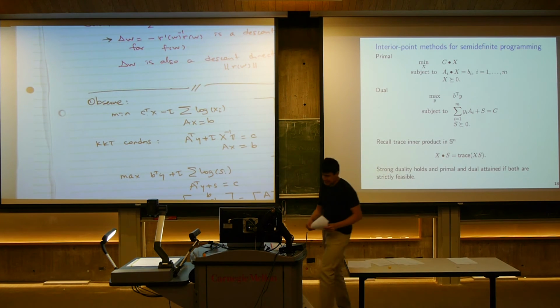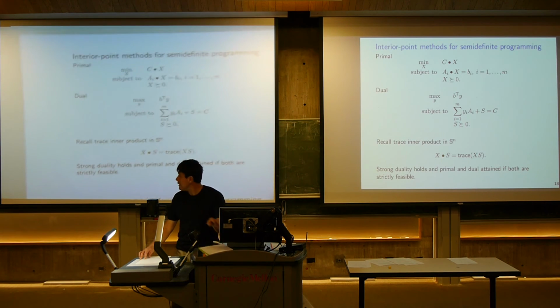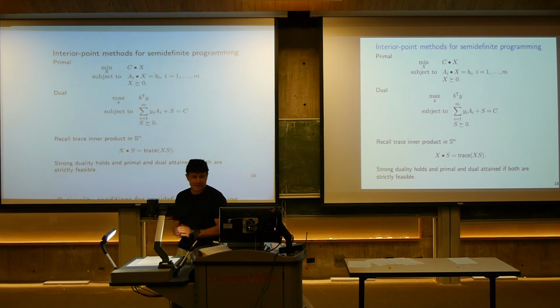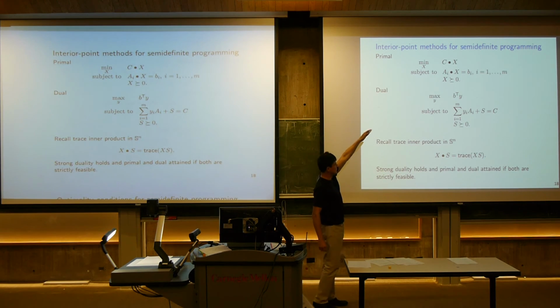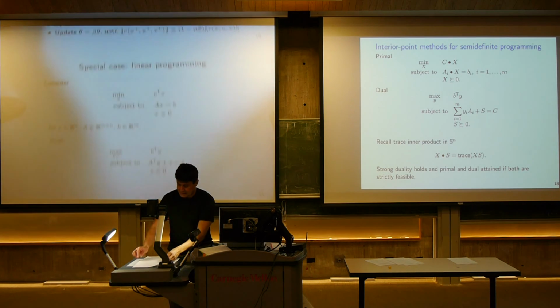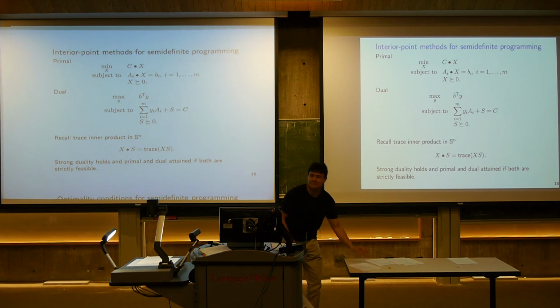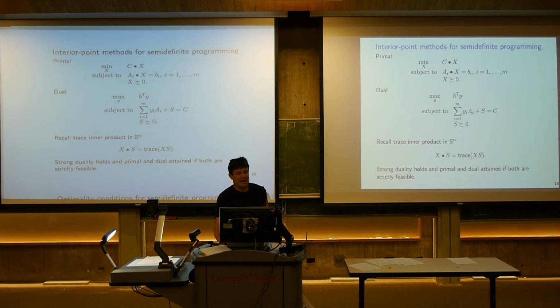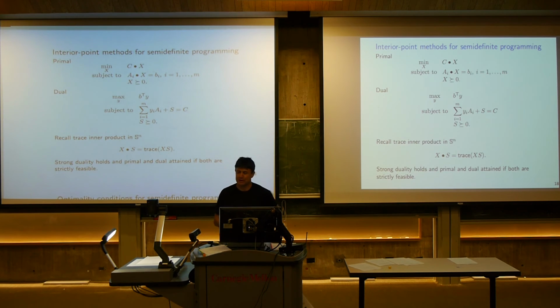It turns out that the same kind of machinery that works so well for linear programming also works well for semi-definite programming. So here is semi-definite programming and its dual. Observe that there is a similar kind of format to linear programming and its dual. Here we have variables that are matrices. And just to refresh your memory, the dot product here is the trace inner product.